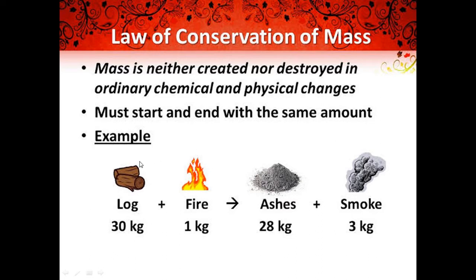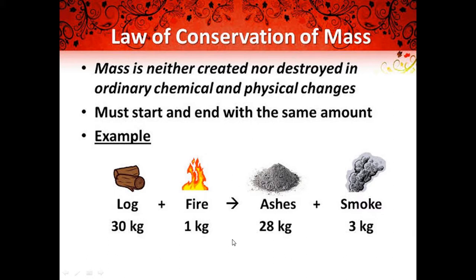Then after burning the wood in the presence of the fire, what's happening? A chemical reaction will happen where the log changes to be ashes. Excellent. And the smoke will be evolved. After getting the mass of each one of them, we can find that the log will be 30 kilograms, for example, the fire is about 1 kilogram, and the ash will be 28 kilograms and the smoke will be 3 kilograms. What does it mean?